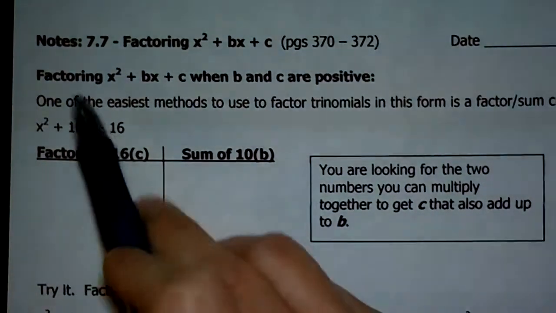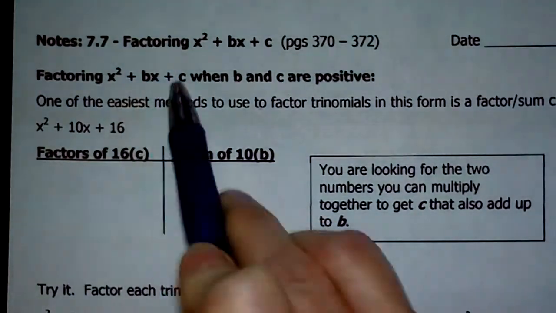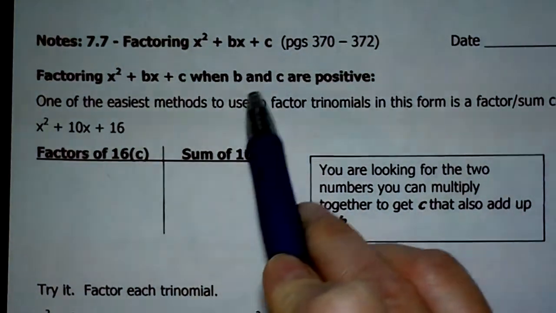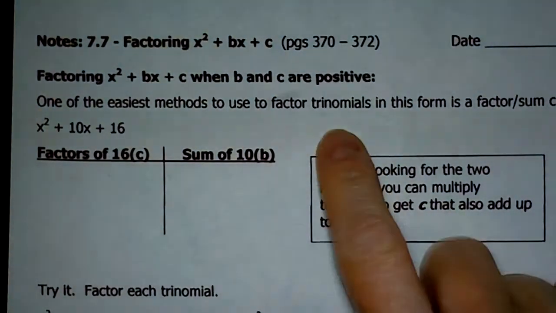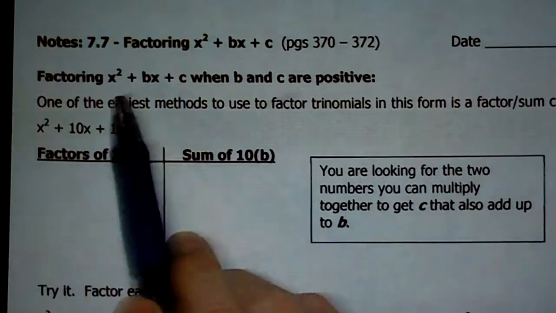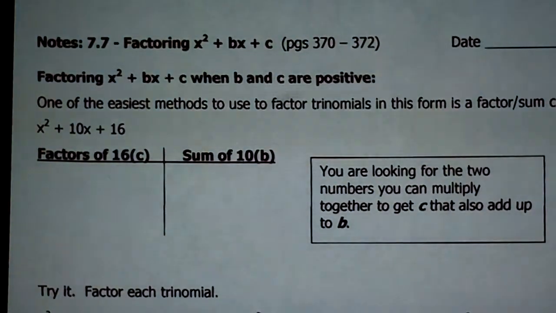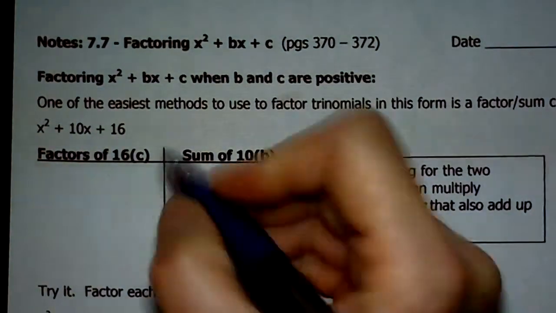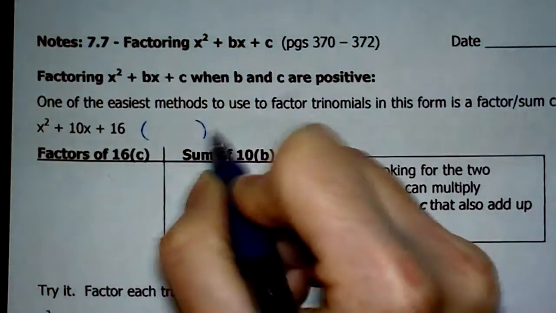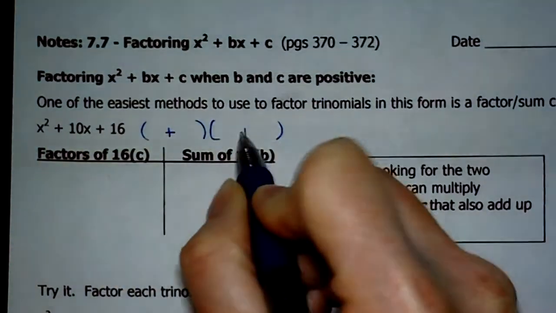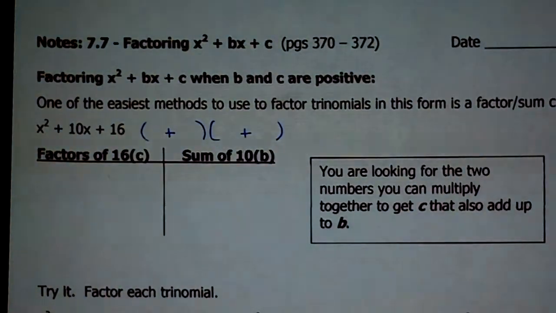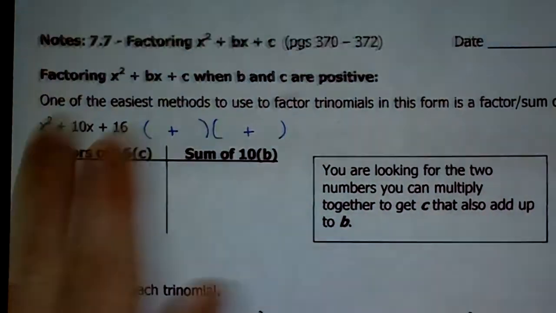All right, so factoring this form of an expression, x squared plus bx plus c, when b and c are both positive. One of the easiest methods to use to factor trinomials, because that's what this is, I have 3 terms being added, is to use something called a factor sum chart. So basically when I say we're going to factor this, what I mean is I want you to write it in the form of two binomials that I'm multiplying together to get this. So I want to be able to write this in factored form.